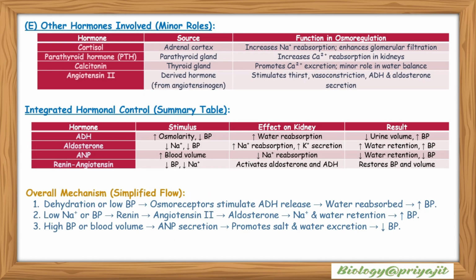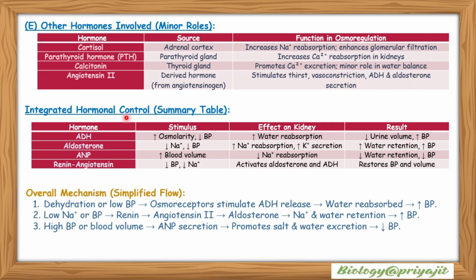Other hormones involved in the process which have minor roles, such as cortisol released from adrenal cortex. It increases Na plus reabsorption, enhances glomerular filtration. Parathyroid hormone, which is released from parathyroid gland, increases calcium 2 plus reabsorption in kidneys. Calcitonin, which is released from thyroid gland, promotes calcium 2 plus excretion and it has minor role in water balance. Angiotensin 2, a derived hormone from angiotensinogen, stimulates thirst, vasoconstriction, ADH and aldosterone secretion.